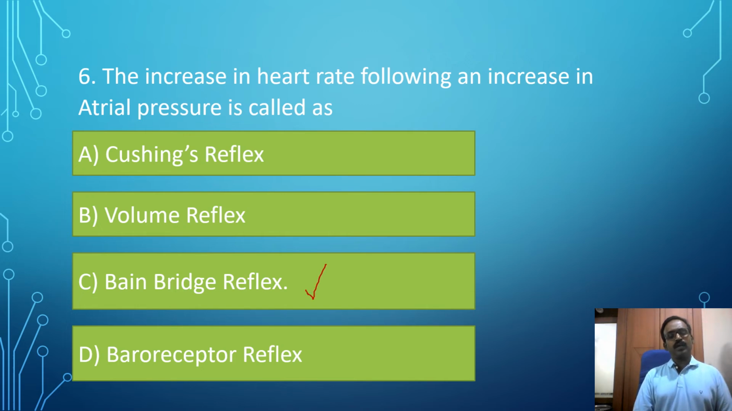Fourth option is the baroreceptor reflex. Baroreceptors are located in the aortic arch and carotid sinus. They respond to changes in posture and changes in BP. It regulates the blood pressure within 15 seconds. So the correct answer is the Bainbridge reflex.